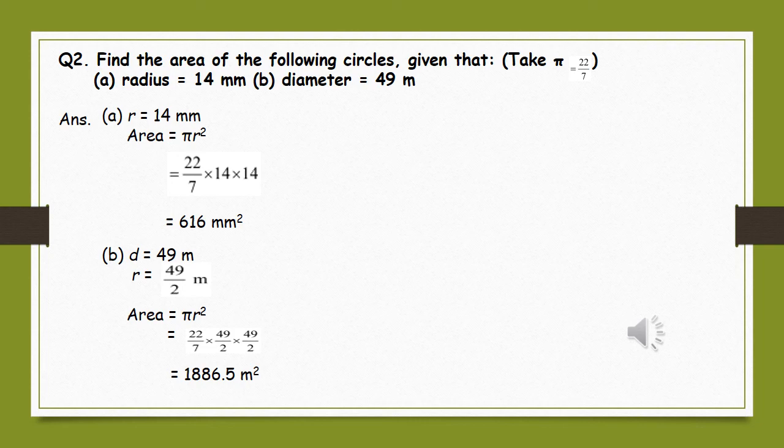In the second part of the sum, radius is not provided. Diameter is given in the question as 49 meter. So, radius is equal to 49 by 2 meter. Area is equal to pi r square. So, we are putting the value 22 by 7 into 49 by 2 into 49 by 2. And if you calculate, we are getting 1886.5 meters square. Here also, meter into meter gives us meter square.